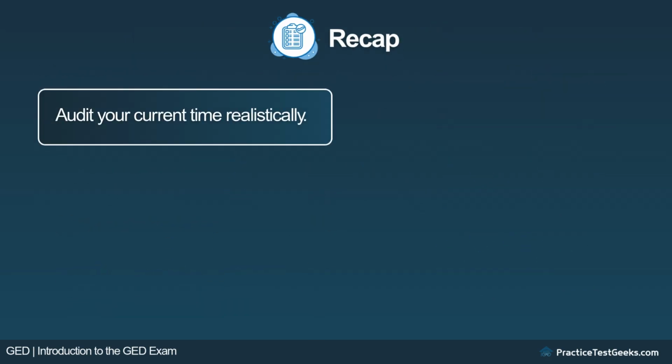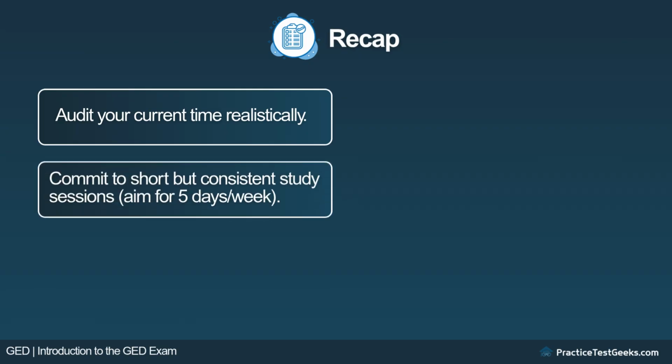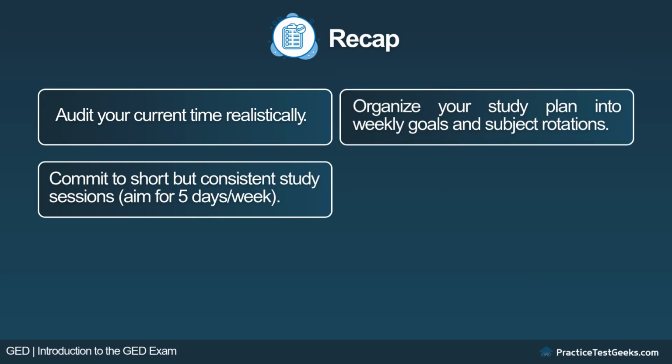Start by auditing your time honestly. Look at your weekly schedule and figure out when you can realistically study. Even short sessions matter. Then commit to consistency. Aim to study at least 5 days a week, even if it's just 30 minutes a day. Next, build a weekly schedule with clear goals and rotating subjects. This keeps your learning balanced and organized.